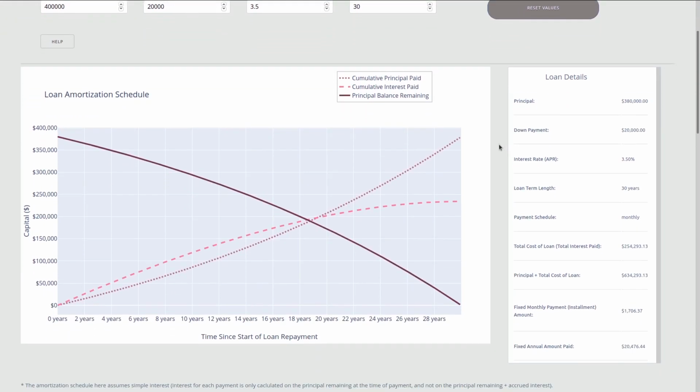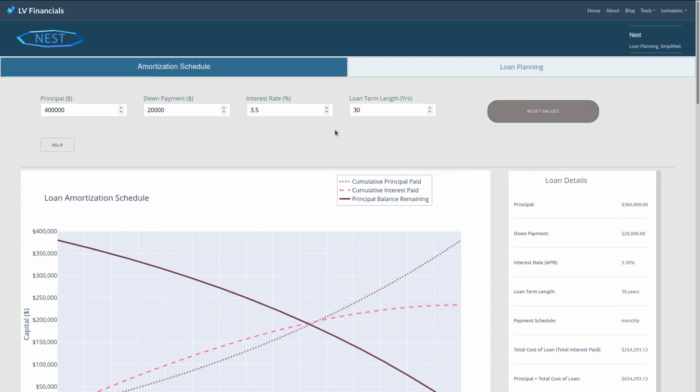Now let's scroll down and look at the loan amortization schedule. Now let's scroll down and look at the loan details table on the right. The number that you want to pay attention to is the total cost of the loan, or the total interest that you will pay over the lifetime of the loan. In this case, it's roughly $254,000. Now let's go back up.